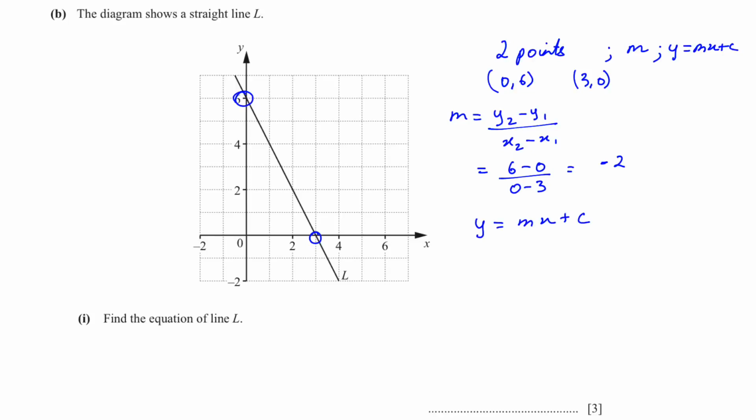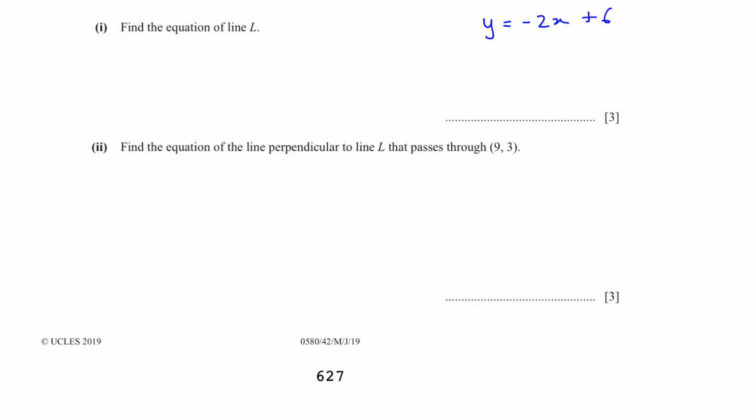I'm going to use this point here because my x is 0, it becomes easier to solve. And I'm going to use my gradient negative 2. So y is 6, m is negative 2, and x is 0. Therefore, my c is 6. So y is equal to negative 2x plus 6. That is the equation of line L.